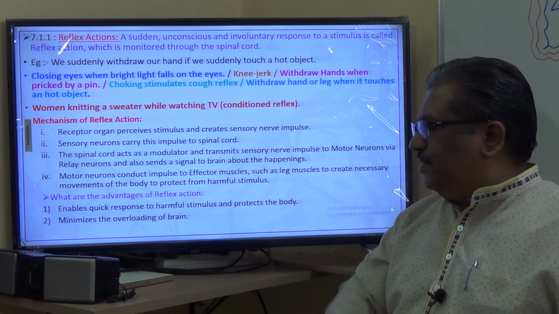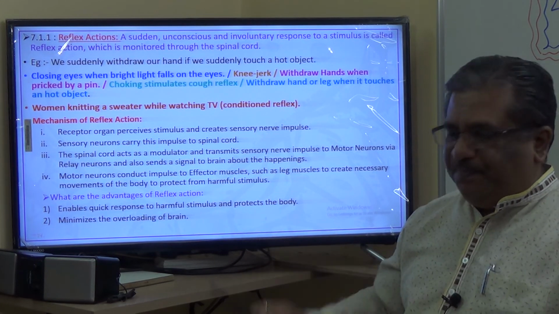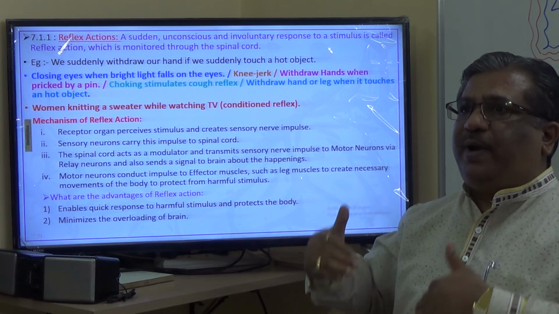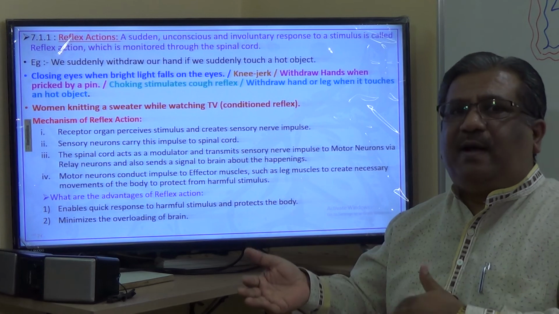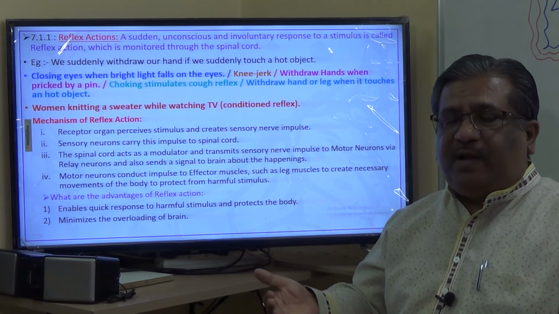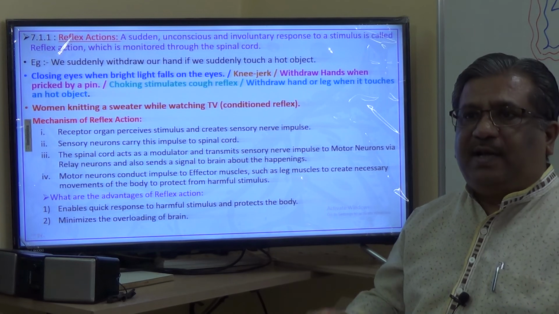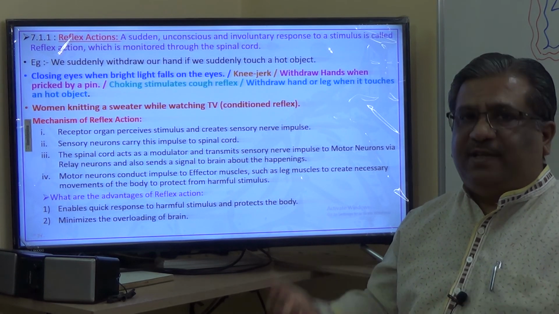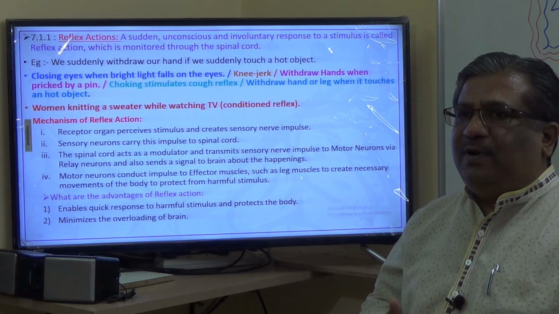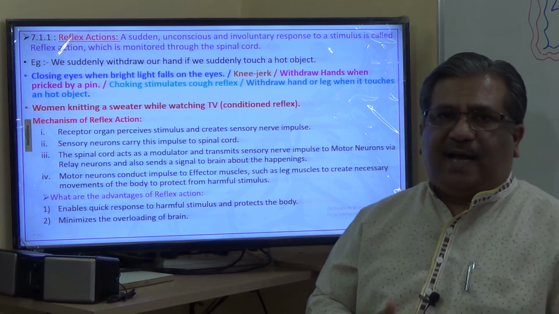What are the advantages of reflex action? Two important advantages. It enables a quick response to harmful stimulus and protects the body. Suppose the information has to go to the brain, and then the information has to come from the brain to the effector muscles via motor neurons, then it takes time. By the time the instructions go to the brain and then back from brain to the effector muscles to cause the movements, as it takes time, one would have got hurt by burning or by pricking of a pin, etc. And therefore, the quick response is ensured by the reflex action.